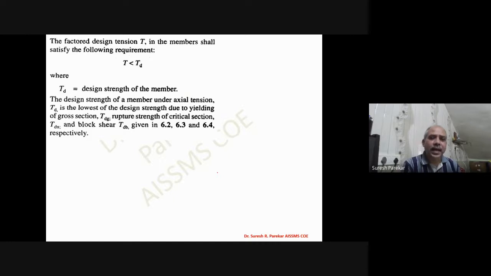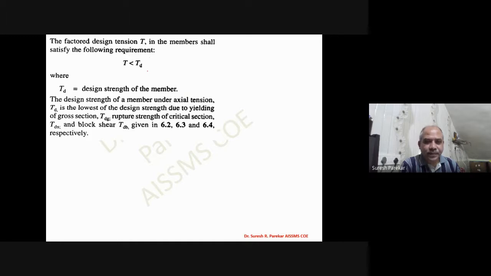Now here T less than TD. If we go for compression, then we have P less than PD. In flexural member, we have M less than MD, because the first term is external loads. So now T is the external tensile force, and TD is the design strength of the member, and that should be greater than the tensile force in the member.